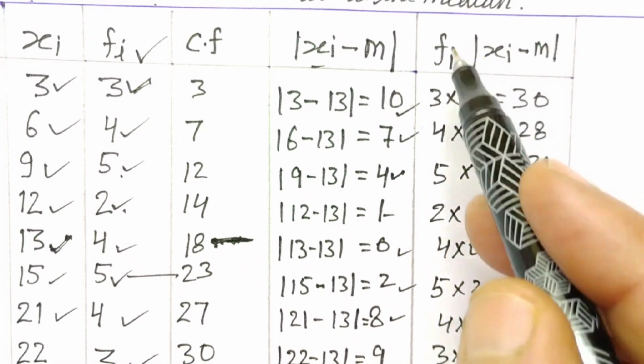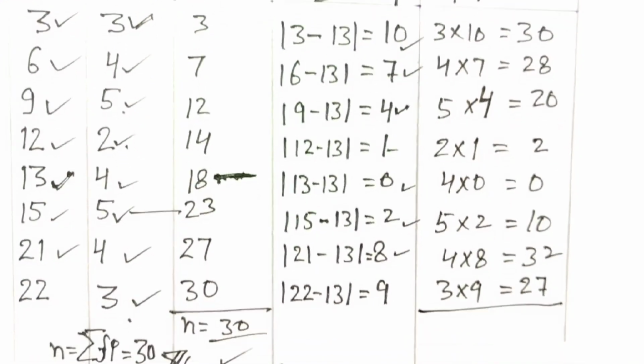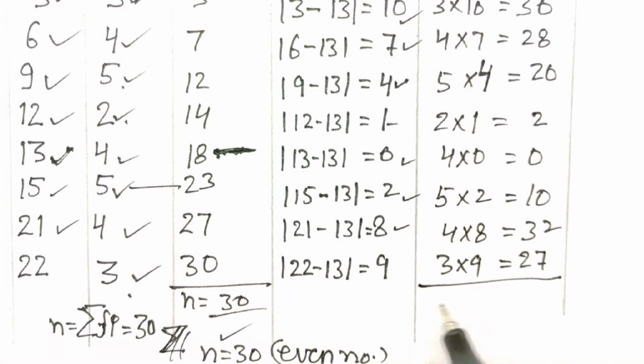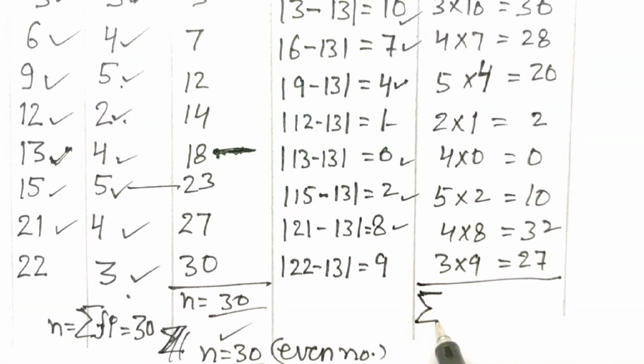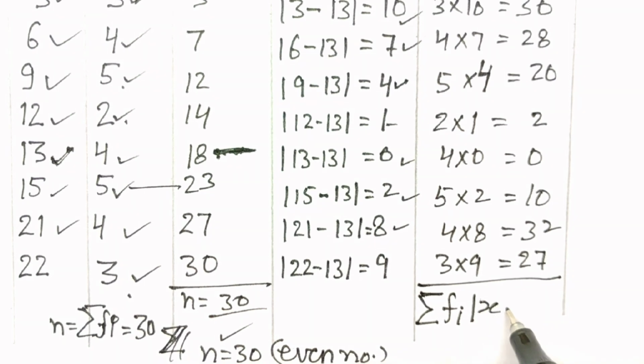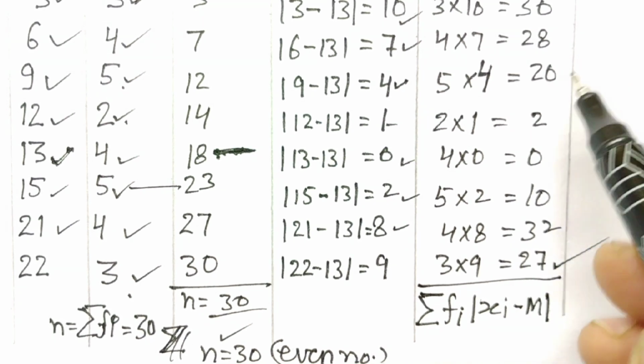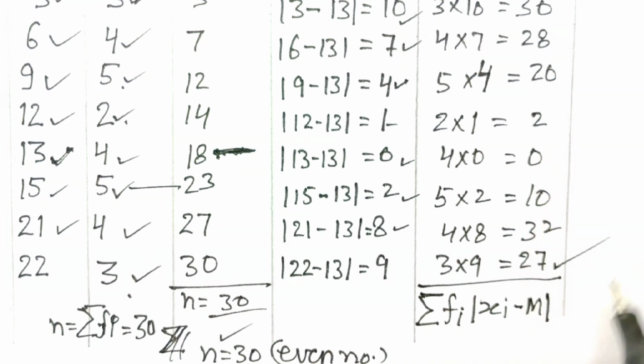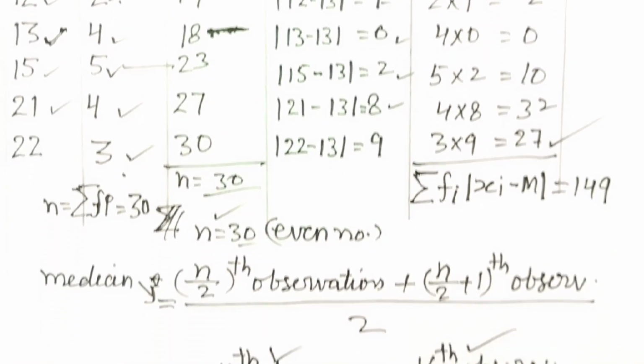Now the summation of fi into mod of xi minus the median. This sum, adding all of these, will be 149.